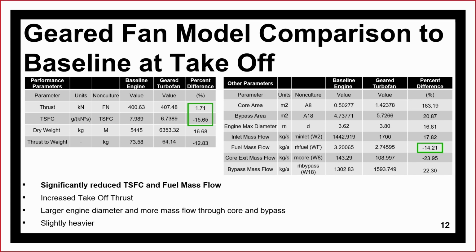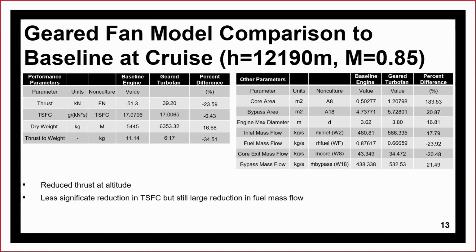By increasing the bypass ratio but retaining the baseline engine's core, this model produces a slightly larger and slightly heavier engine. The new geared turbofan engine was also compared to the baseline engine at cruise conditions. Here, we can see a less pronounced improvement over the baseline engine in thrust-specific fuel consumption, but still a large reduction in fuel mass flow. Thrust is also reduced at the cruise altitude and velocity, which is expected for a gas turbine engine.